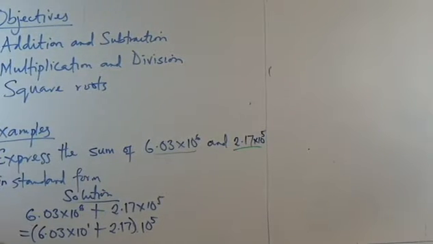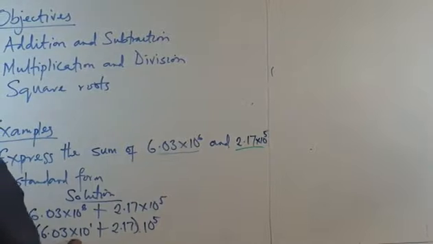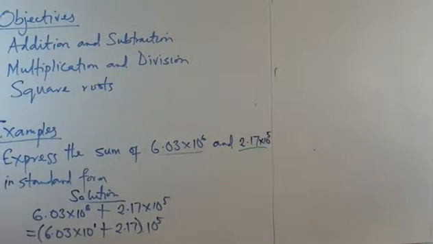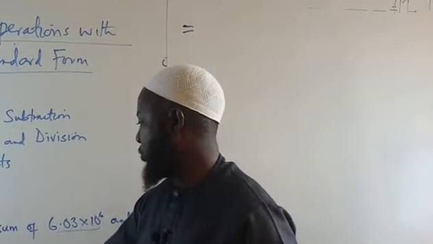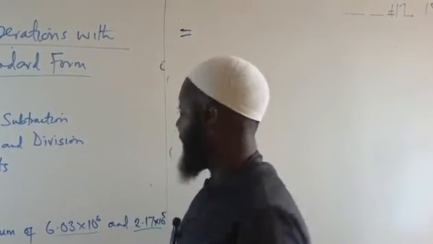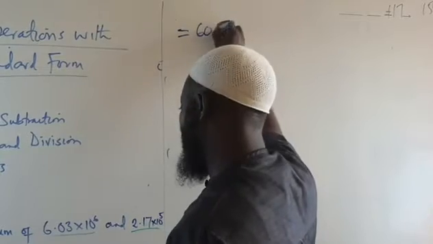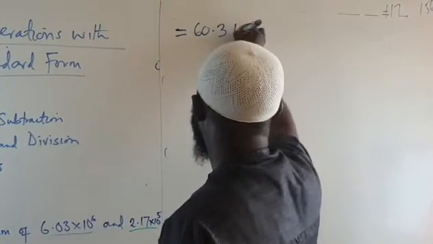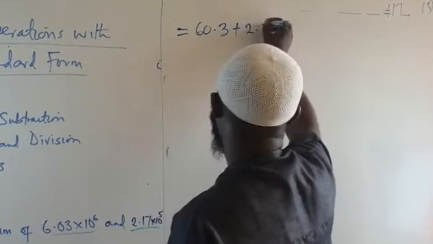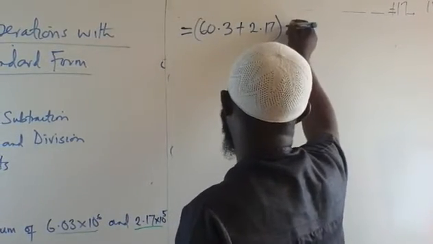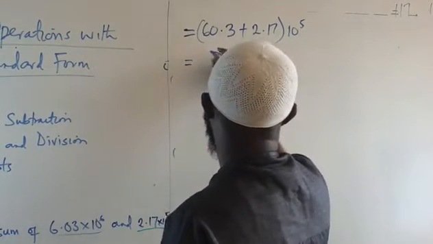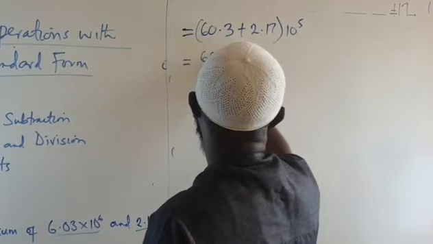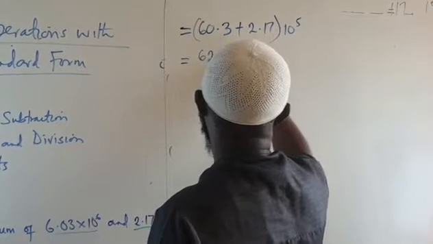So in that case, the next stage is we multiply this. This is in standard form, so we change it to ordinary form. That gives a 6, and this is raised to power 1, which means we move the decimal point one place to the right. So that gives 60.3 plus 2.17, everything multiplied by 10 raised to power 5. So we can then simplify this, and this will give us 62.47 times 10 raised to power 5.